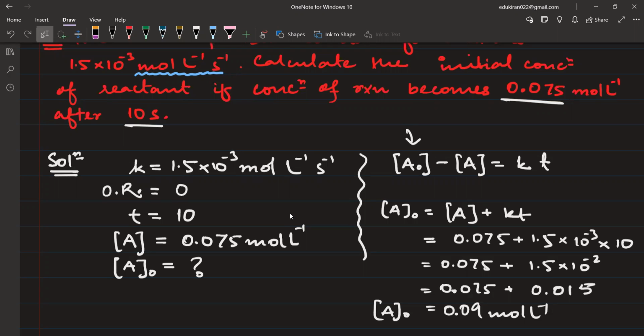Done, everyone? Yes or no, please tell me, guys. Is everyone done? Okay, Hishma, you have sent me something. Is my calculation wrong? So 1.5 into 10 to the power minus 2, no?